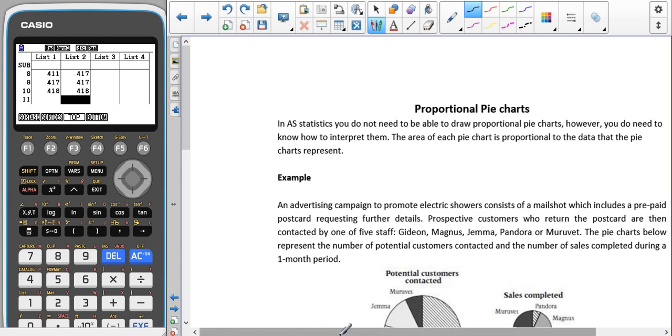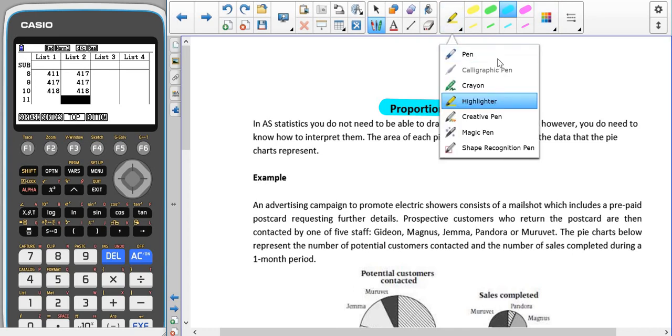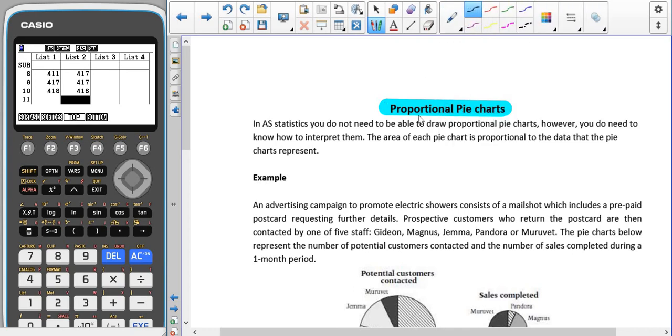Again, carrying on having a look at different representations of data, we have here proportional pie charts. Now in A-level statistics you will no longer have to draw proportional pie charts. I am just going to start the video off though by explaining how that would happen. So in AS statistics you do not need to be able to draw the proportional pie charts. However, you do need to be able to interpret them. The area of each pie chart is proportional to the data that the pie chart represents.